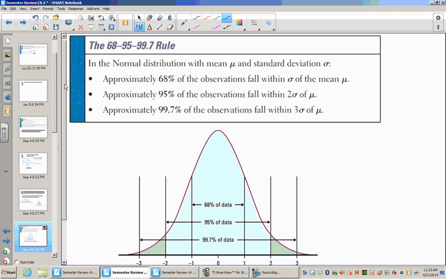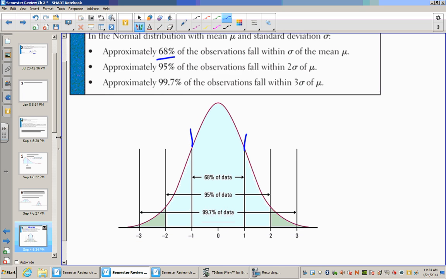There's a basic rule, we call it the empirical rule. The empirical rule states that 68% of the data in a normal distribution is within one standard deviation. So a z-score of -1 to 1, that's about 68% of the data. 95% of the data is between a z-score of -2 to 2. And just about all of the data, 99.7% of the data, is within 3 standard deviations.